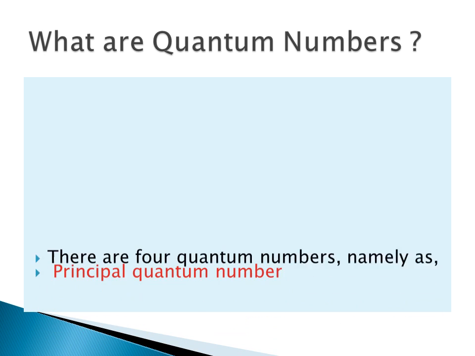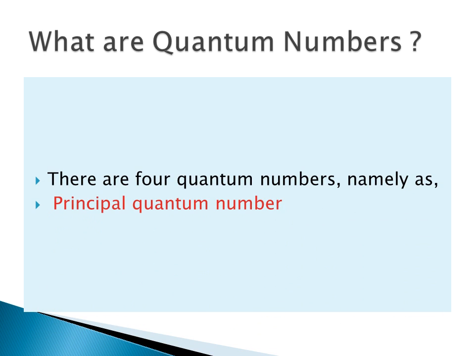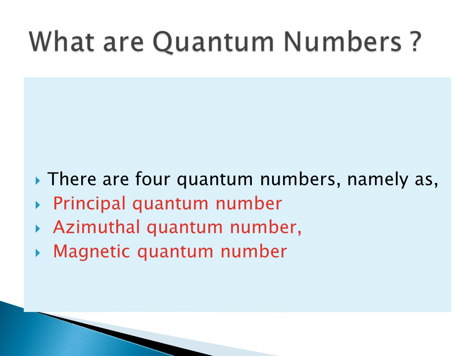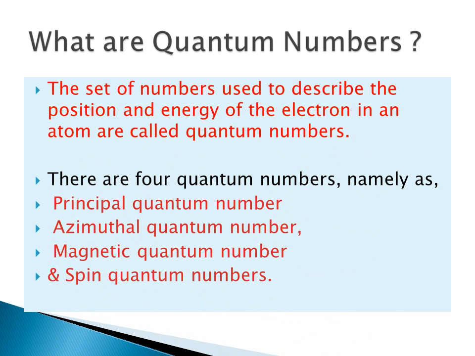Now, we are coming to our next point, that is quantum numbers. The definition of quantum numbers is: the set of numbers which are used to describe the position and energy of an electron in an atom is known as quantum numbers.